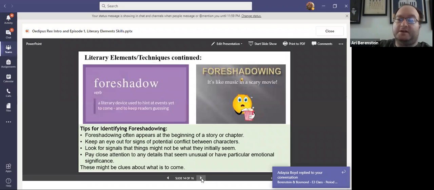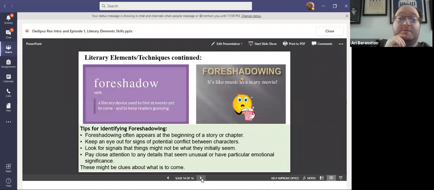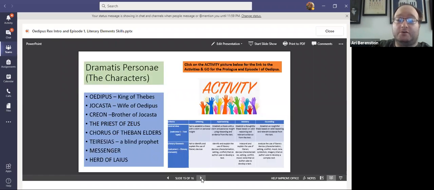Foreshadowing: because we know what's happening, we can see these hints of events to come, what might happen. In a mystery story where we don't know who the killer is, or we don't know what's about to happen, lights go out, the murderer is about, right? We don't know what's happening. They're going to keep us guessing. And there are things that people do when building stories to keep us guessing, and that's called foreshadowing. So again, these are literary elements you need to know as we build the story out. And then just a list of the characters.